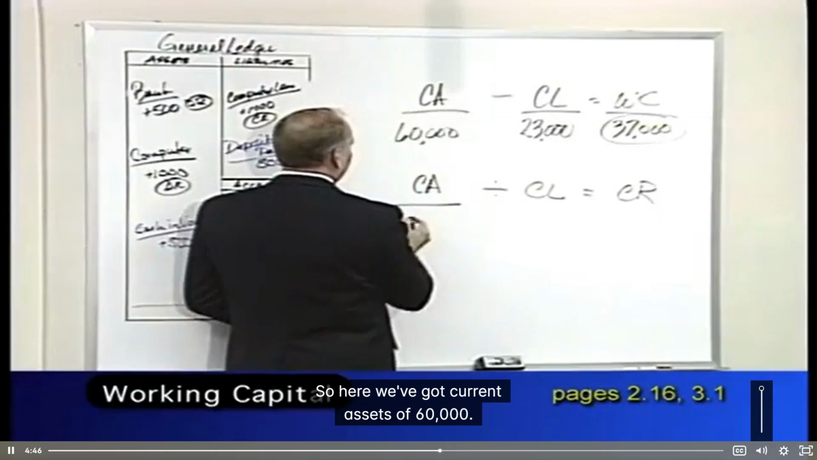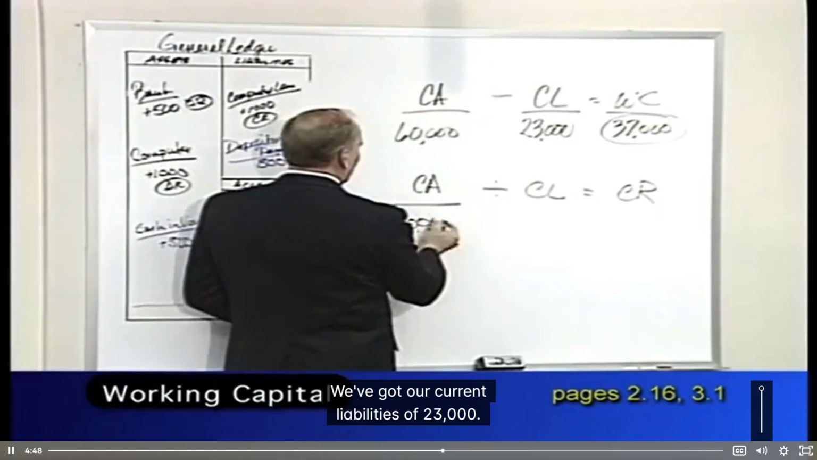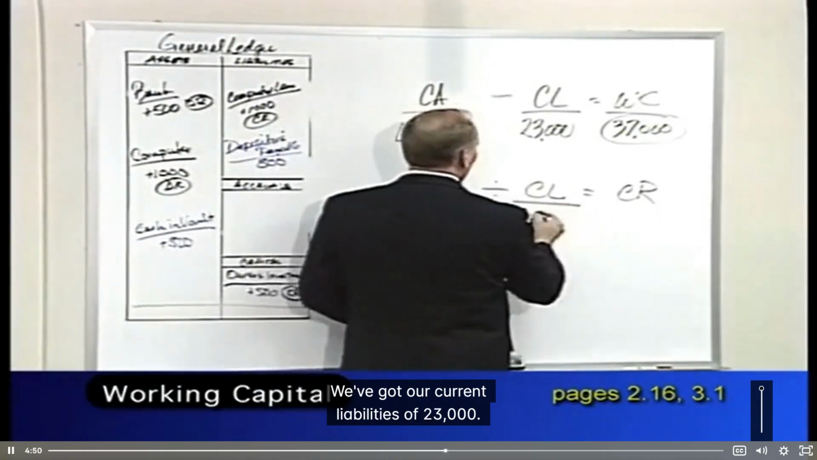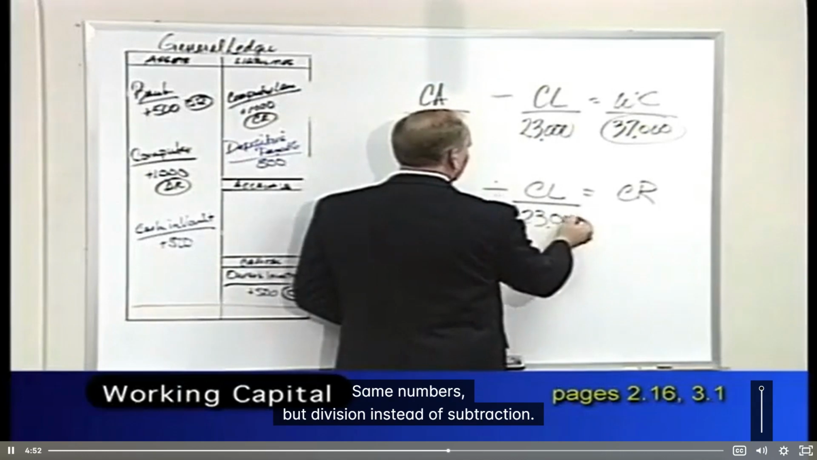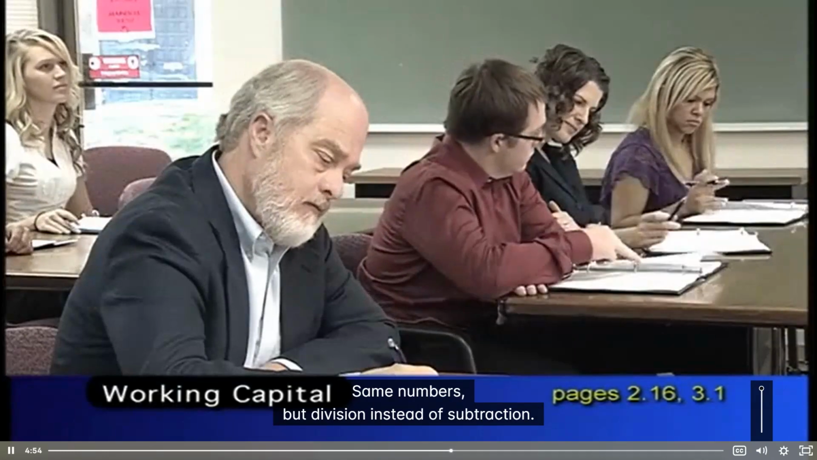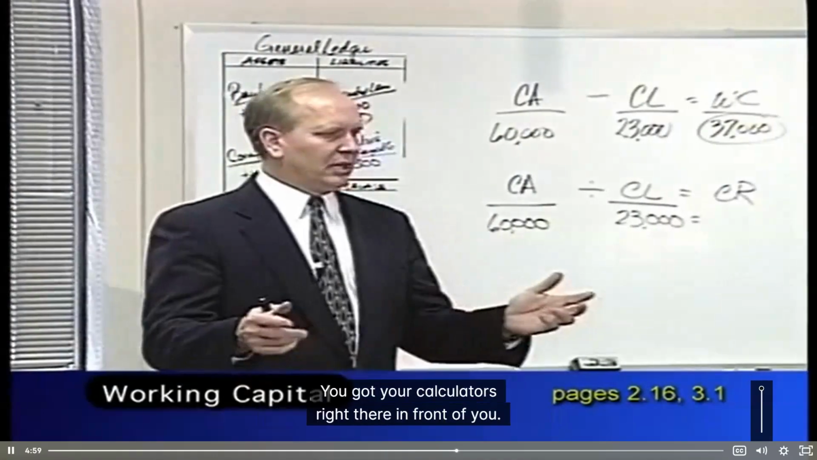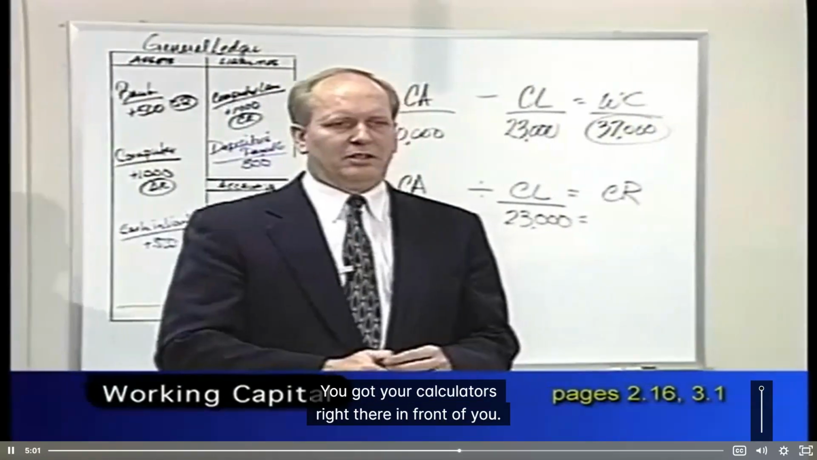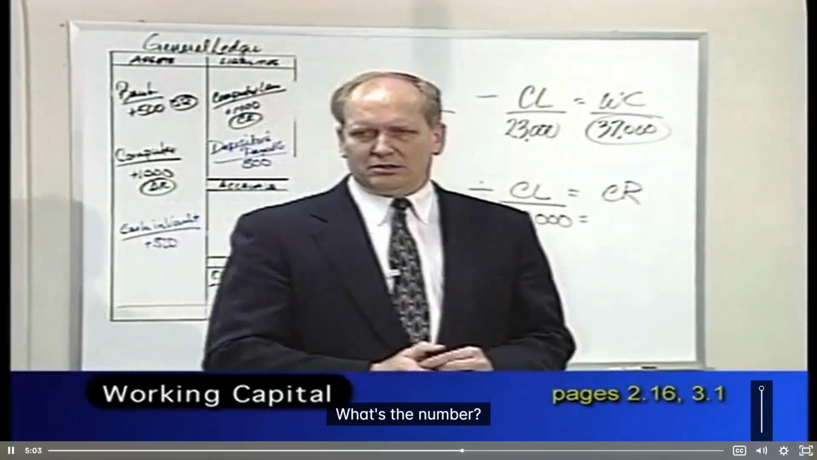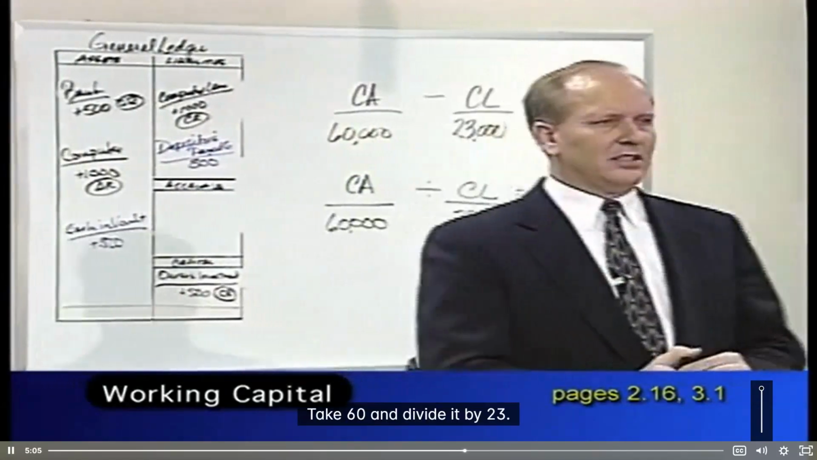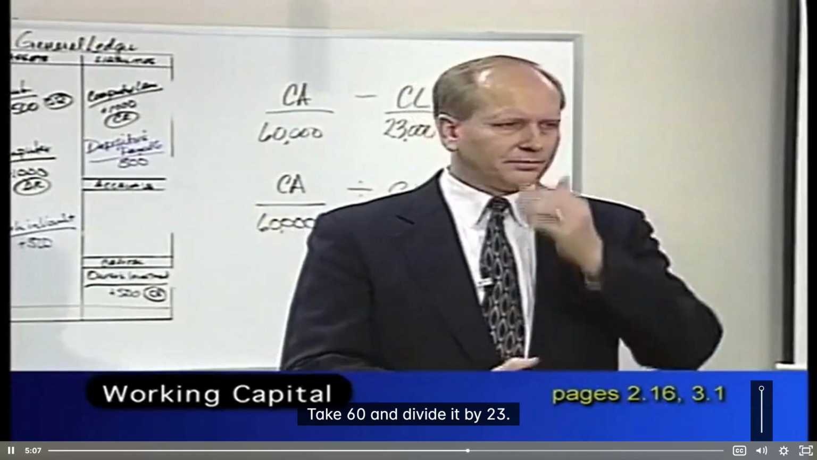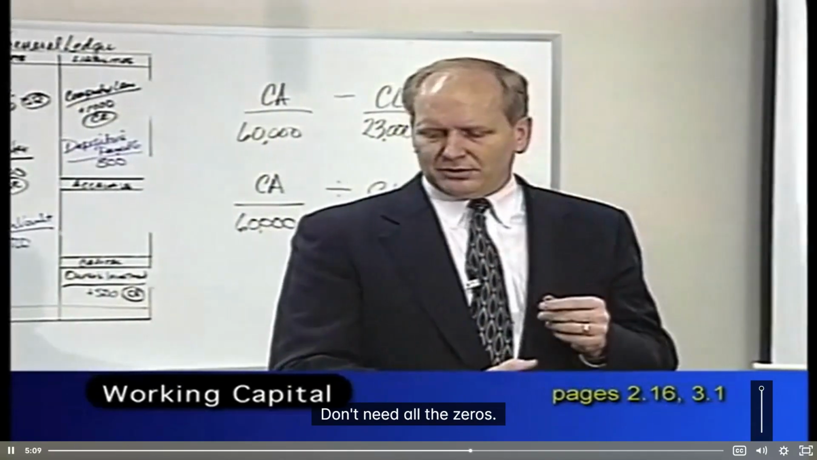So here we've got current assets of $60,000. We've got our current liabilities of $23,000. Same numbers, but division instead of subtraction. Would somebody calculate that for me? You got your calculators right there in front of you. What's the number? Take 60 and divide it by 23. Don't need all the zeros.